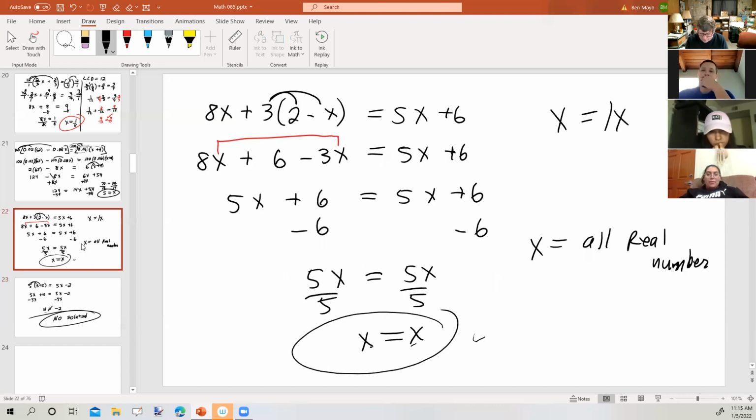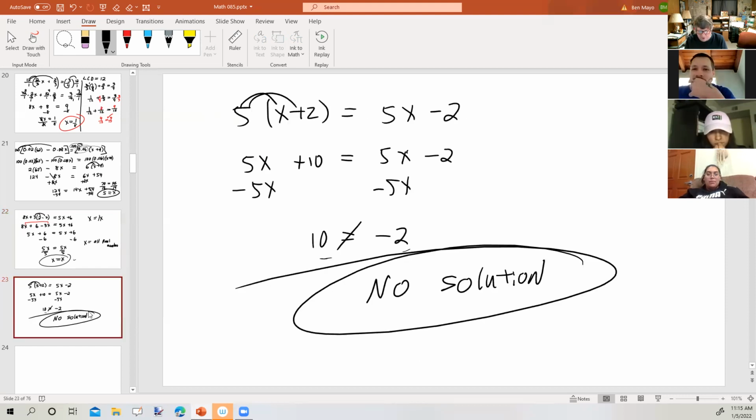Okay, so here, this previous one, x could be all real numbers. Here, there's no solution. Are you seeing the difference there? Kind of tricky, huh? I know, yeah.